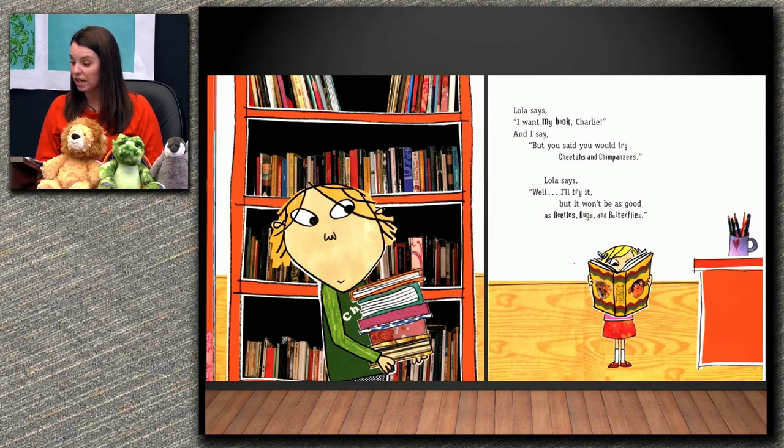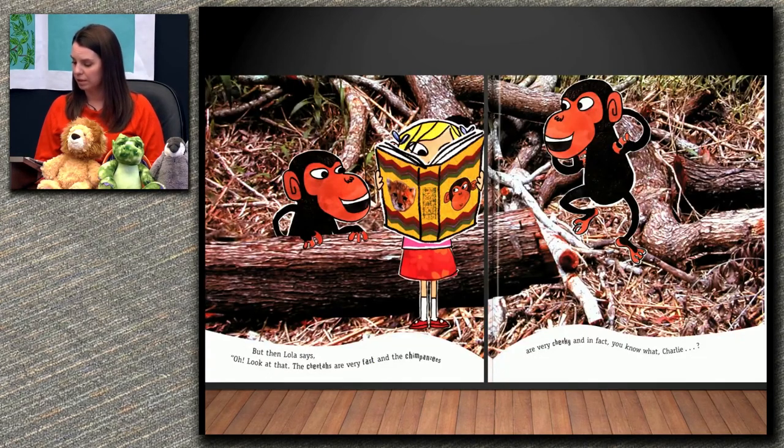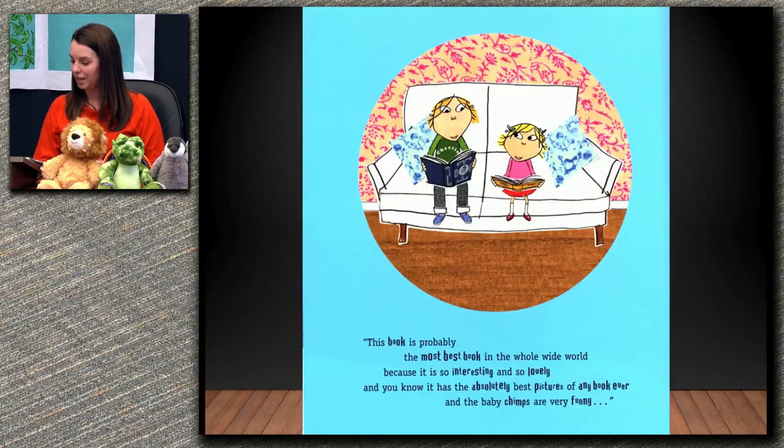And I say, but you said you would try cheetahs and chimpanzees. Lola says, well, I'll try it, but it won't be as good as beetles, bugs, and butterflies. But then Lola says, oh, look at that. The cheetahs are very fast and the chimpanzees are very cheeky. And in fact, you know what, Charlie? This book is probably the most best book in the whole wide world because it is so interesting and so lovely. And you know it has the absolutely best pictures of any book ever. And the baby chimps are very funny.